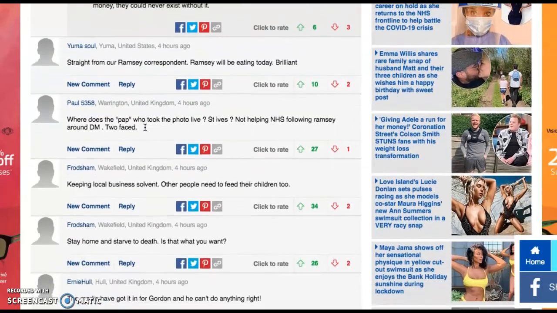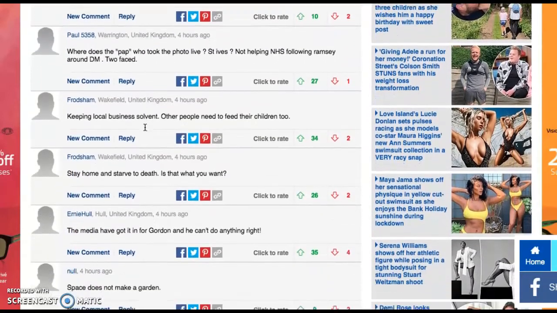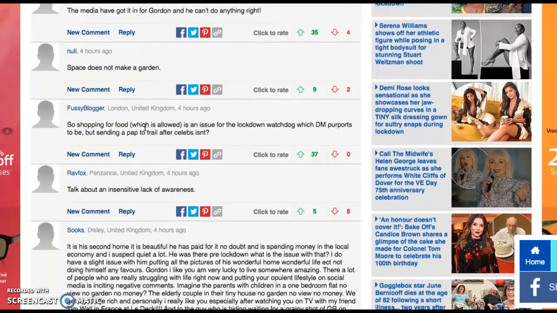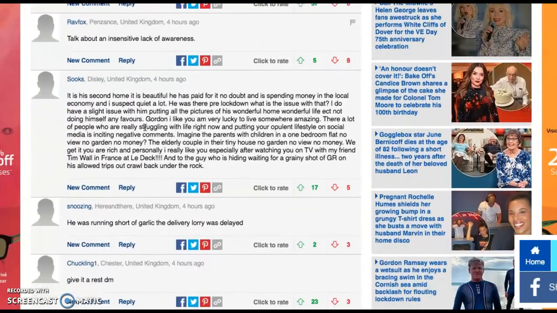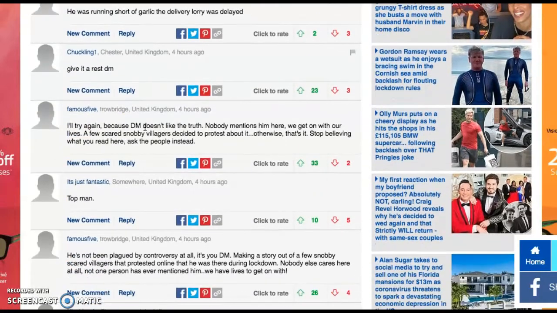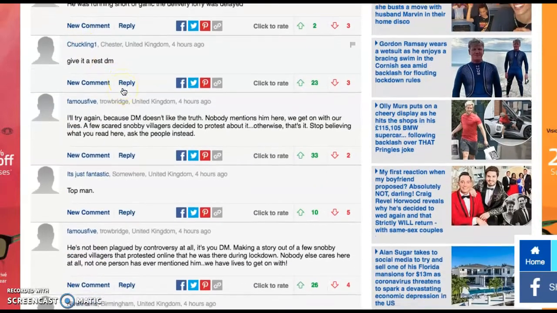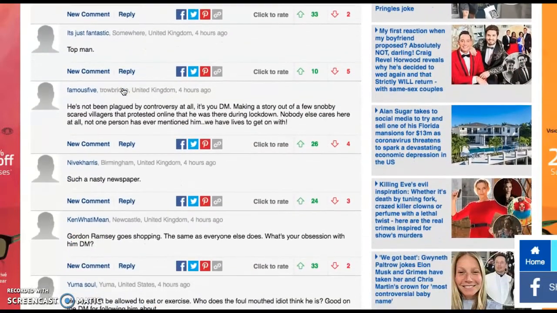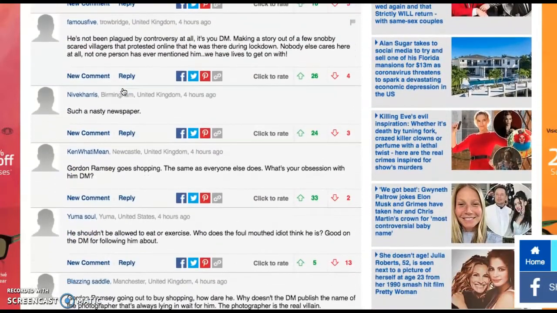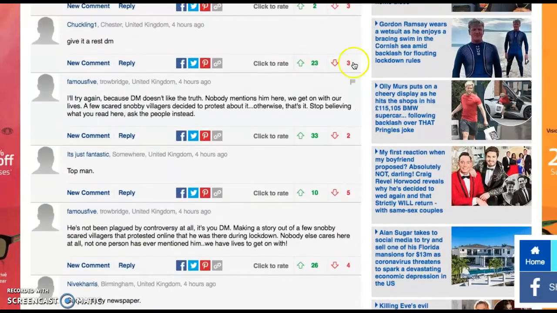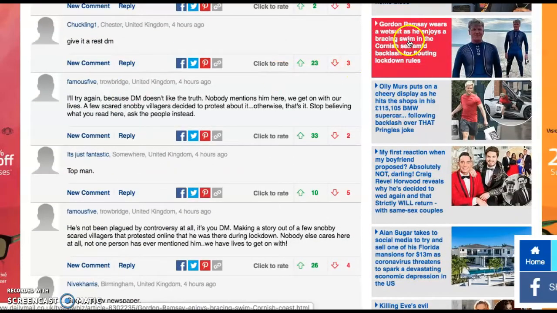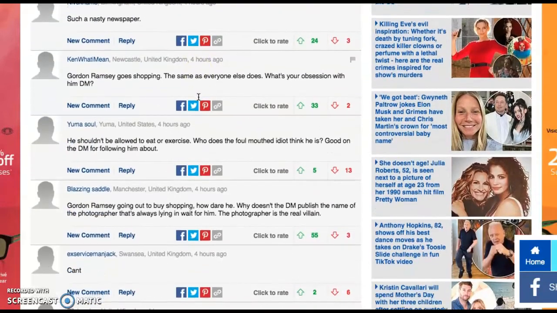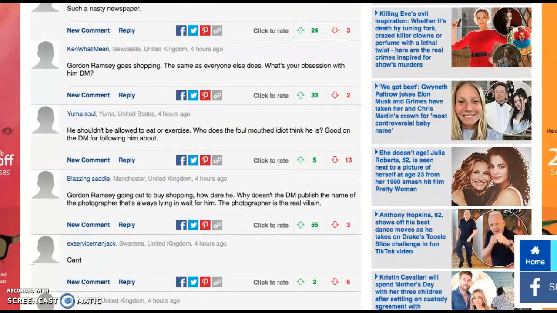Previously, you would have just read the story and maybe commented to somebody in your house or your friend, oh, isn't that interesting? But now people have their own opinions, and it keeps on going on and on and on. So Web 2.0 is the ability to interact with the story as opposed to just being told the story. Interestingly, Gordon Ramsay wears a wetsuit as he enjoys bracing swim. I mean, this is the sort of stuff that is prevalent within the Daily Mail.